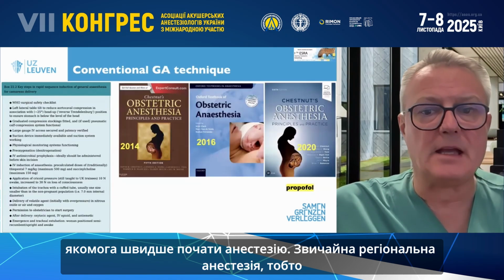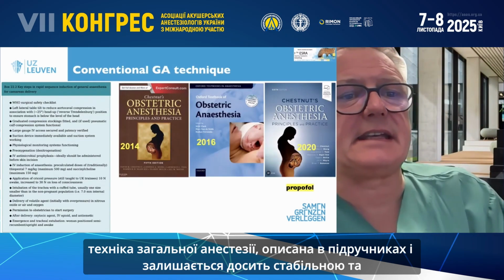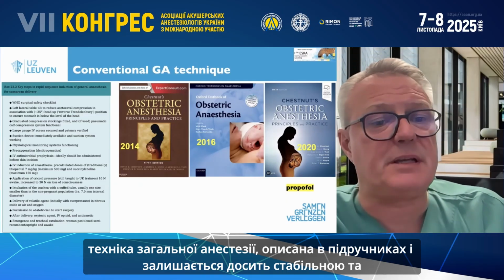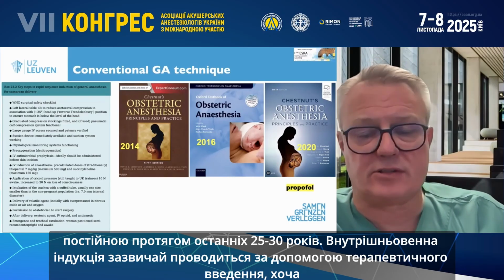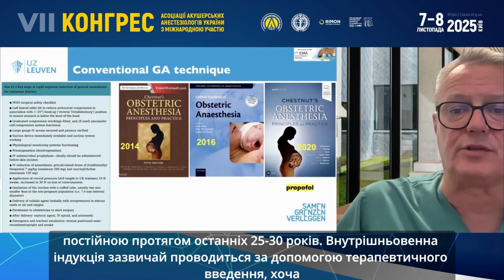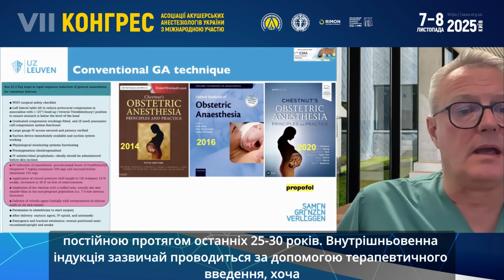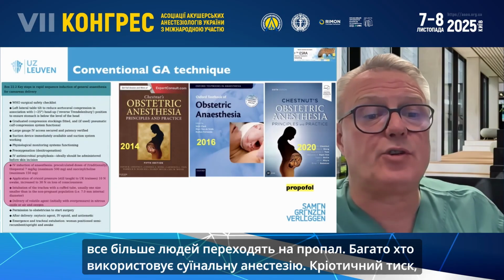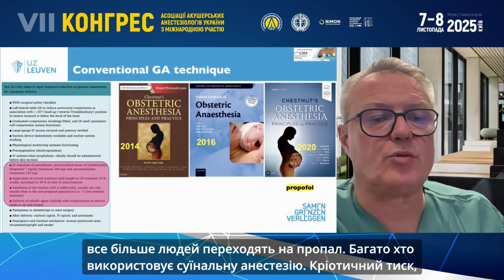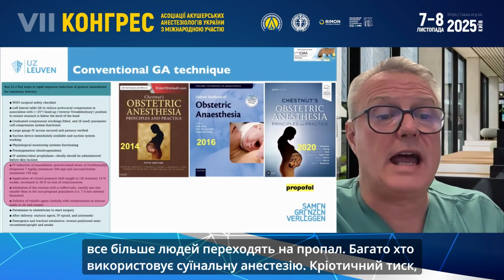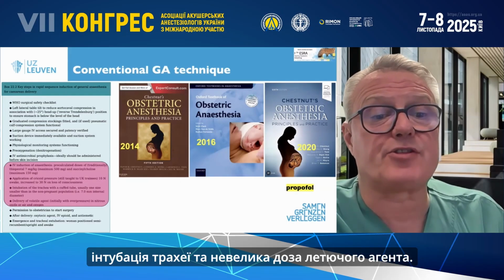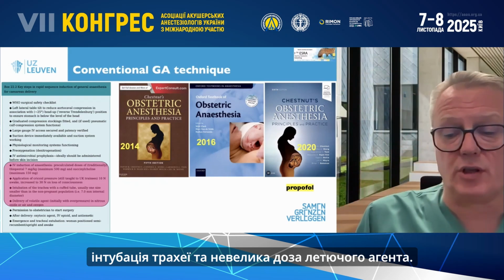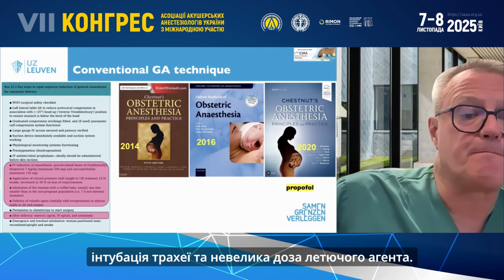possible. The conventional general anesthetic technique, as described in textbooks, has remained quite stable and constant over the last 25 to 30 years. The IV induction is usually done by thiopentone, although more and more people are switching to propofol. Succinylcholine is used by many. Cricoid pressure, an intubation of the trachea, and a small dose of a volatile agent.